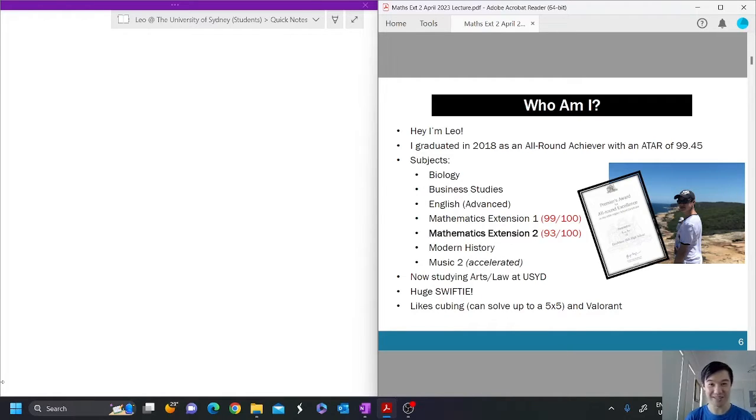I'm also a massive Swiftie, so shout out to my fellow Taylor Swift lovers. I absolutely love Taylor Swift and her amazing music. So yeah, shout out to you guys. And I also enjoy cubing. Rubik's Cubes are fun.